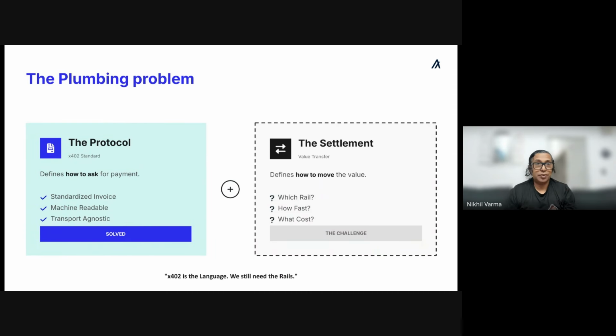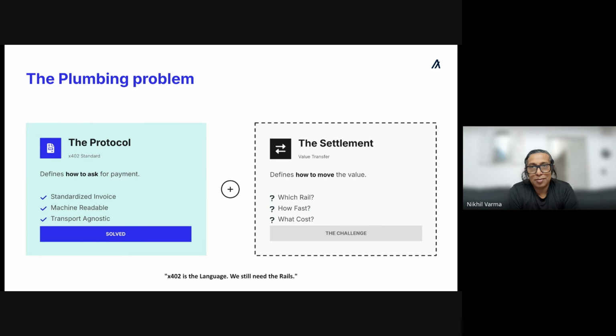Now, all this is all good. But with x402, there are a few things that we need to understand. x402 essentially defines the language. But how do you ask for the payment? Where is the payment coming from? We still face a plumbing problem.